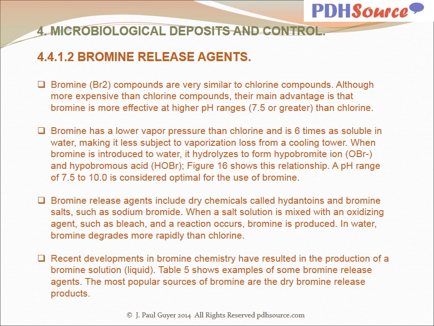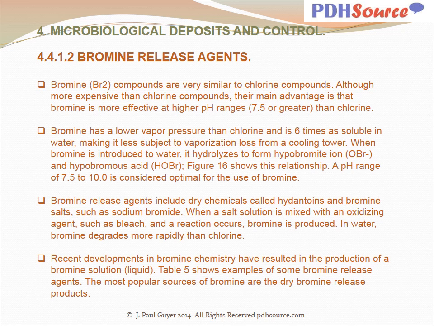When bromide is introduced to water, it hydrolyzes to form hypobromite ion and hypobromous acid. Figure 16 shows this relationship. A pH range of 7.5 to 10 is considered optimal for the use of bromine. Bromine release agents include dry chemicals called hydantoins and bromine salts, such as sodium bromide.